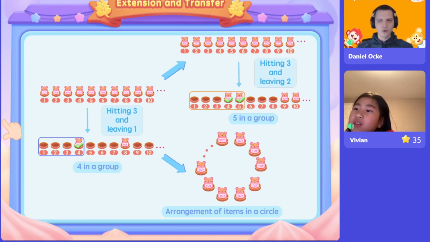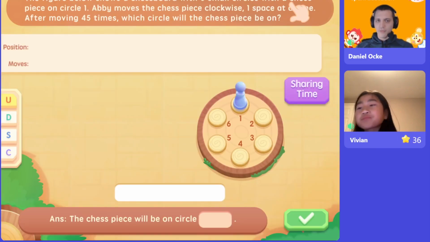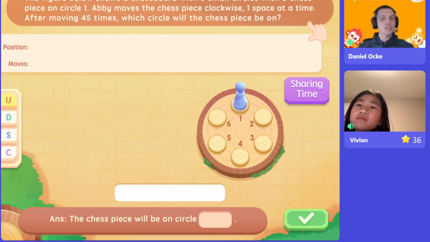So you guys did a great job with those. Let's look at our next example. So the figure below shows a chessboard with 6 small circles with a chess piece on circle 1, as you see right here. Abby moves the chess piece clockwise 1 space at a time. After moving 45 times, which circle will the chess piece be on? Okay, so looking at the diagram here, we want to figure out after we move it 45 times, which circle will the chess piece be on?